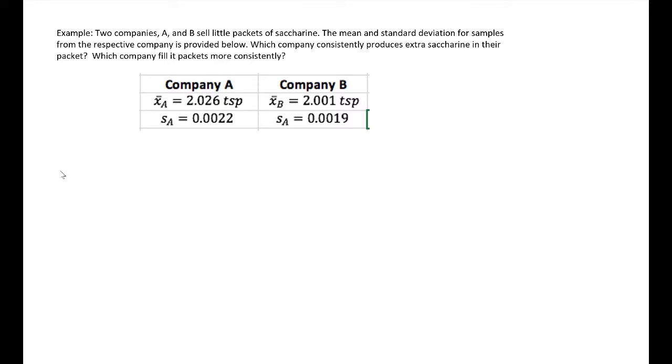Okay, let's answer the first question. Which company produces extra saccharin in their packet? Well, to see who produces the extra saccharin more frequently, you look at the sample means here. Company A averages 2.026 teaspoons. Company B averages 2.001 teaspoons. Therefore, company A is producing more saccharin on average.